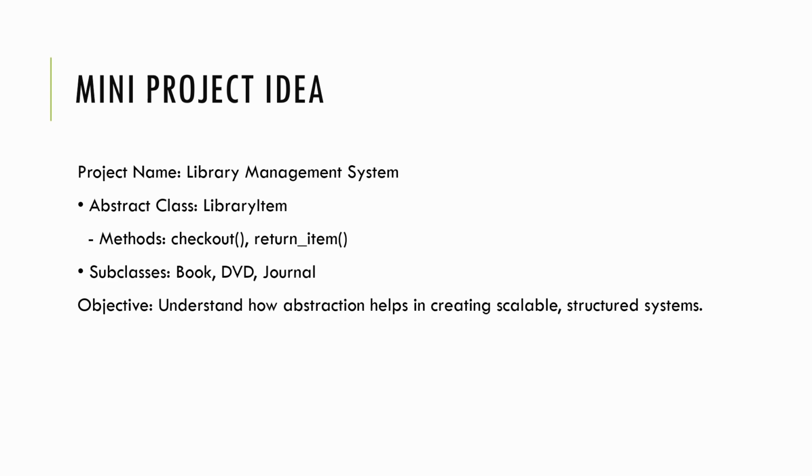Here's a mini project idea, a library management system. We will create an abstract class called LibraryItem with methods like checkout and return_item. Then we will create subclasses for specific items like Book, DVD, and Journal. This will help you understand how abstraction can be used to create a structured and scalable system.